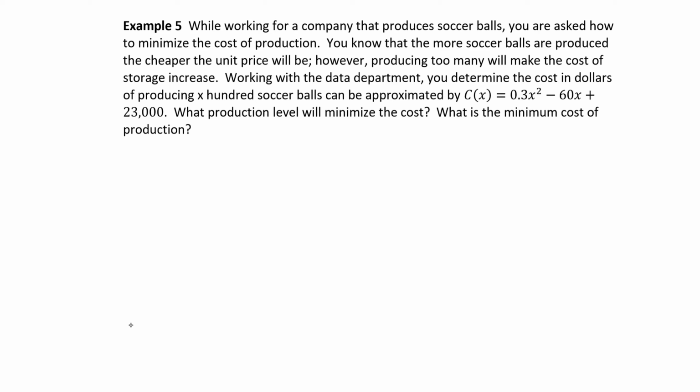The first thing I want to draw your attention to here is the word minimize and minimum. When I hear those things in combination with a quadratic function, I need to be thinking about the vertex, right? So our function is C of x equals 0.3x squared minus 60x plus 23,000. So let's identify what the variables represent. That's an important strategy for answering the question. So notice it says x is in hundreds of soccer balls, and the cost, C, is in dollars.